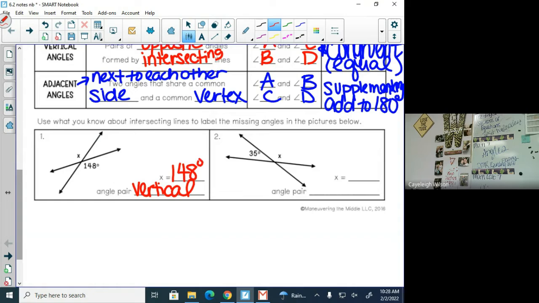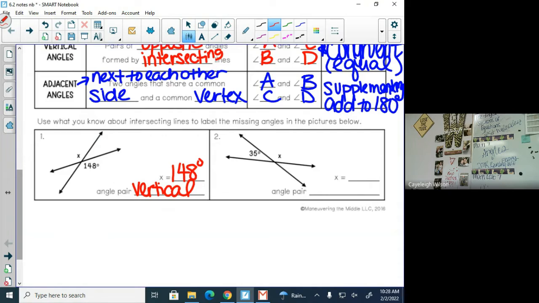So once again, how I know that is I looked at the angles. They are across from each other. Okay. So I know that the angles that are across from each other are vertical, which means they are equal. Right? All right, let's look at number 2 here.